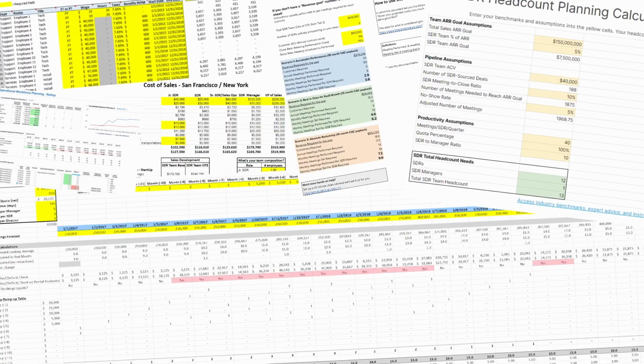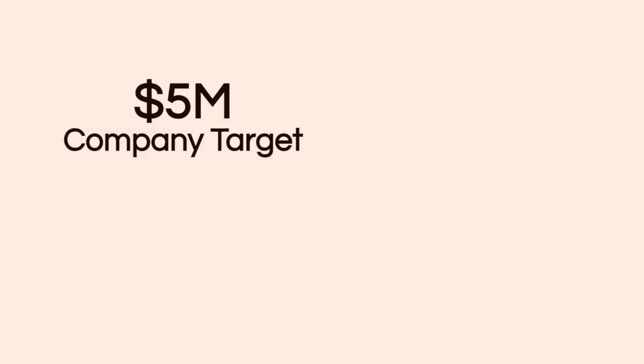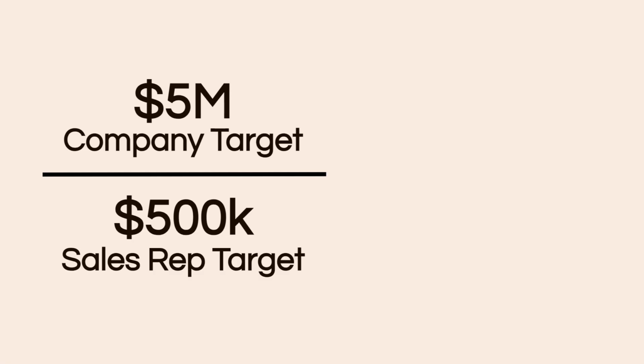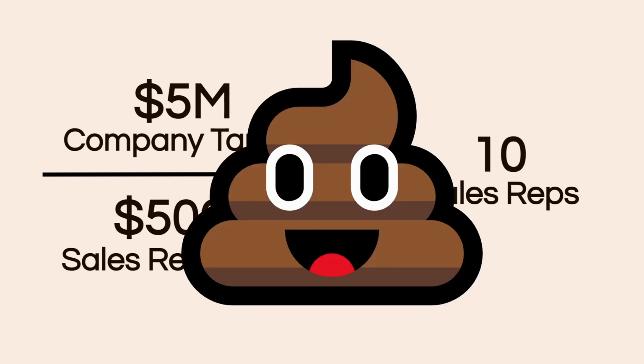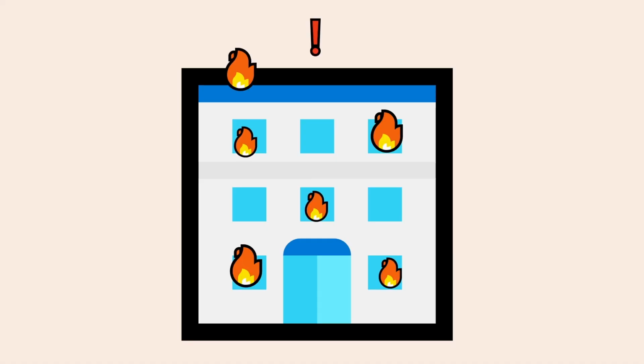Planning spreadsheets. You know the ones, they take a $5 million company target and they divide it by a $500,000 rep target, and then they tell you that you only need 10 sales reps. We think they're complete shit. If you're not careful, they can turn your business from this into this. And that's why we built Clevenue.